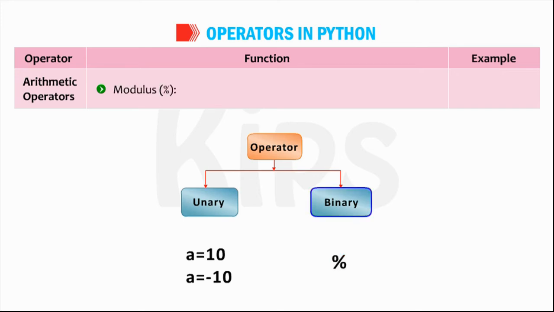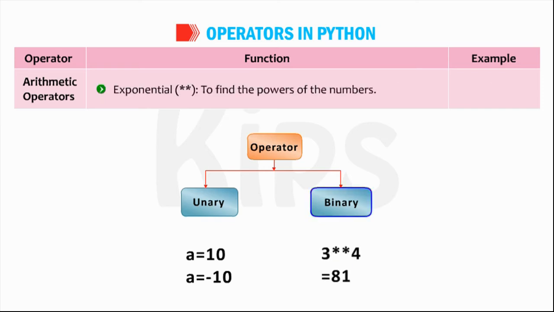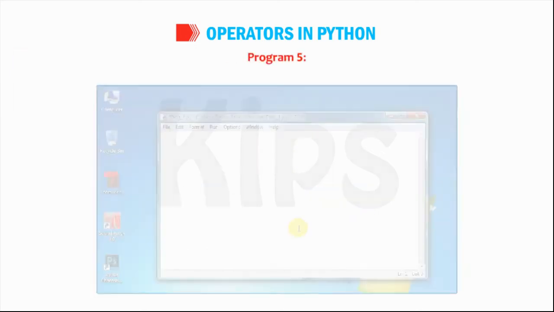Modulus, percent sign, to divide the numbers and give the remainder: 10 percent 3 equals 1. Exponential, to find the powers of the numbers: 3 double asterisk 4 equals 81. Program.